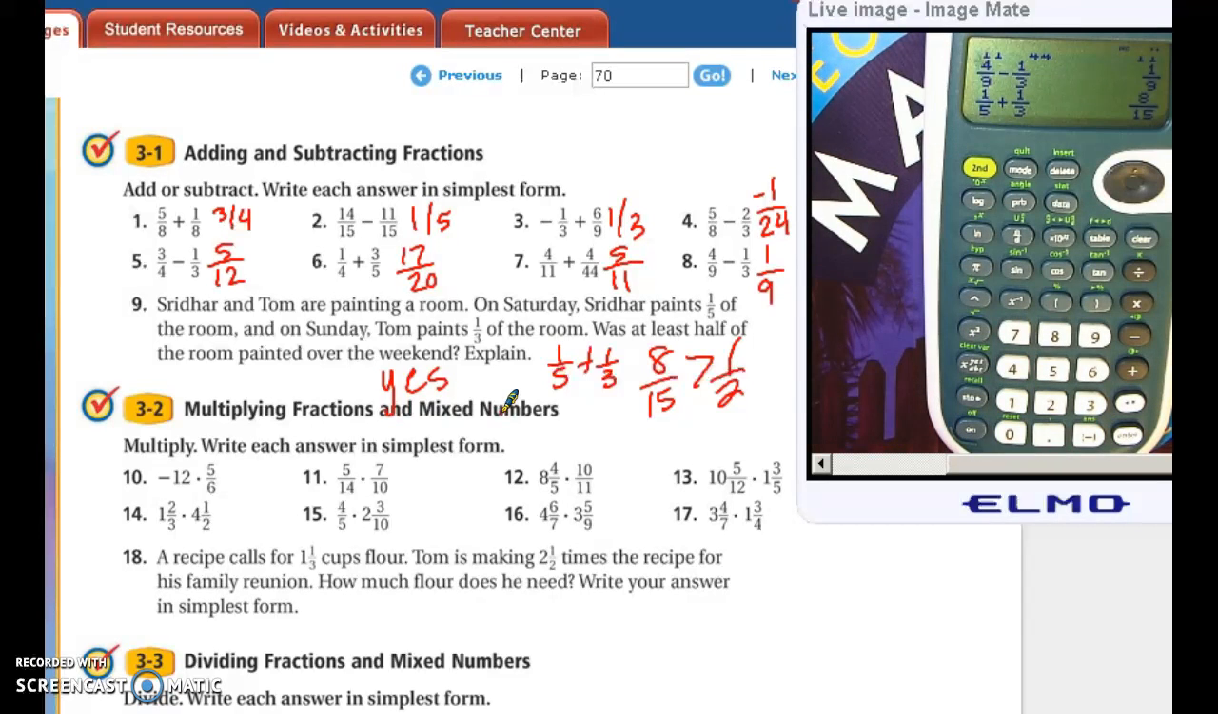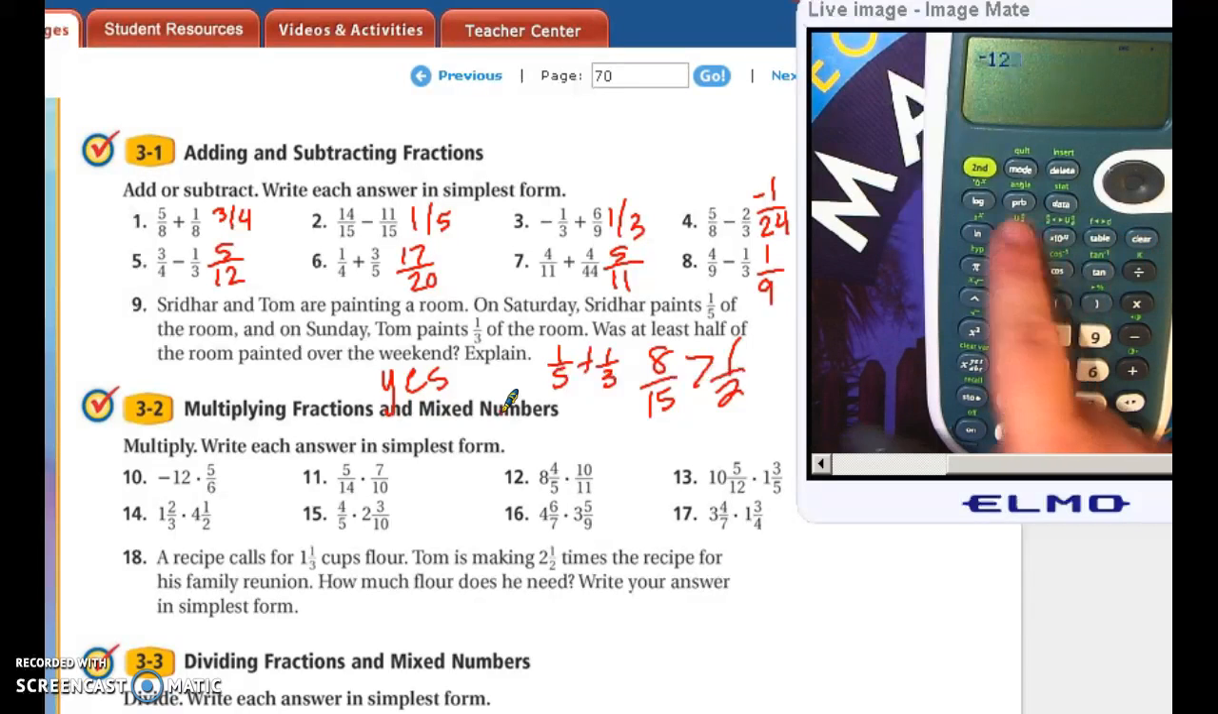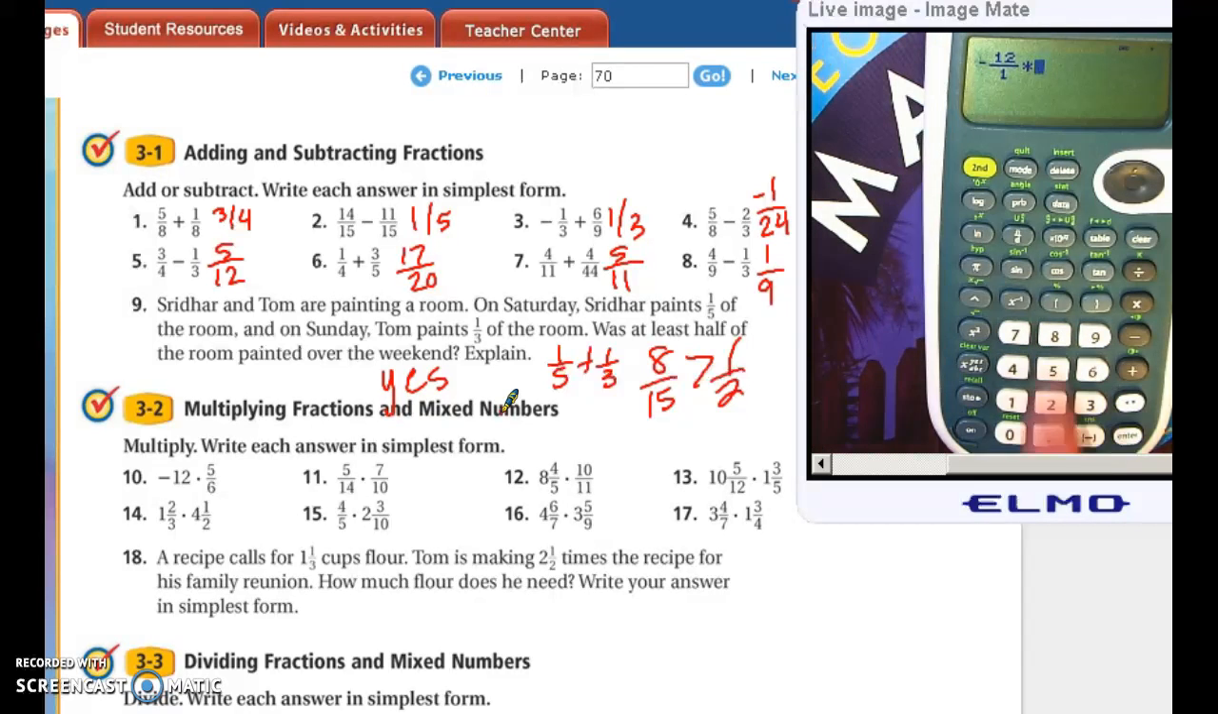Alright, for 10 through 18, we're going to multiply and write each answer in simplest form. Number 10, negative 12 over 1 times 5 over 6 is negative 10. Number 11, 5 over 14 times 7 over 10 is 1 over 4.